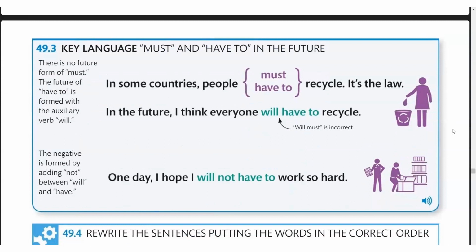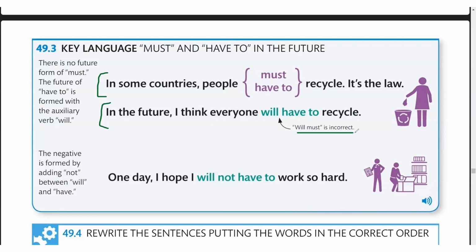Okay, let's look at our next point, must and have to in the future tense. Let's look at our first example here. In some countries, people must or have to recycle. It's the law. In the future, I think everyone will have to recycle.